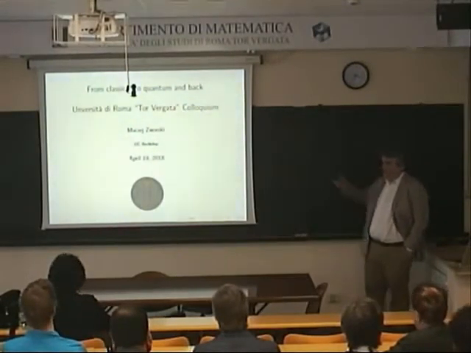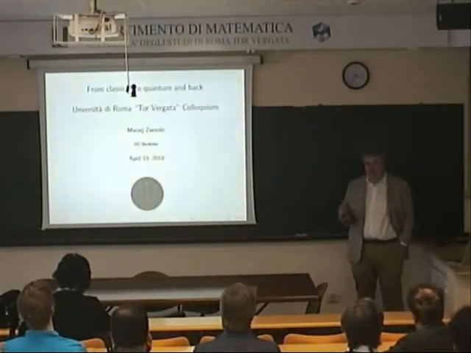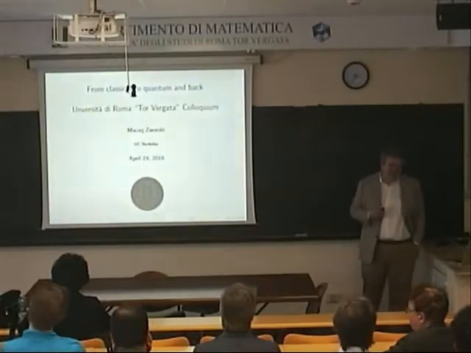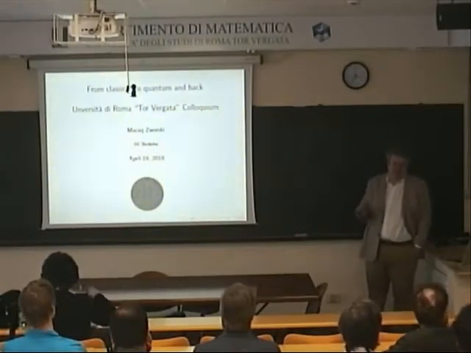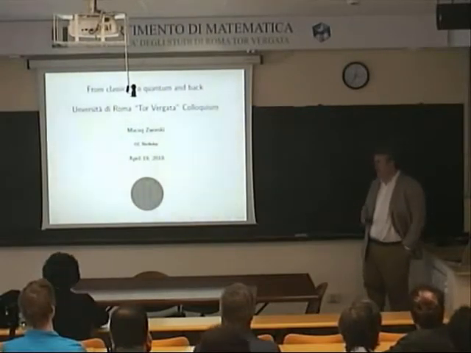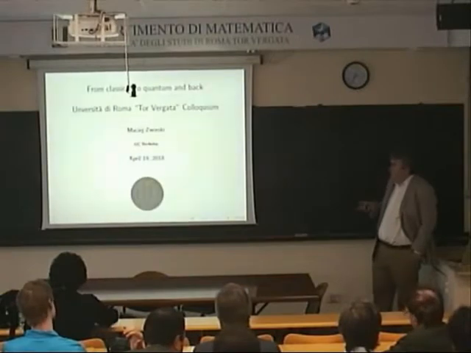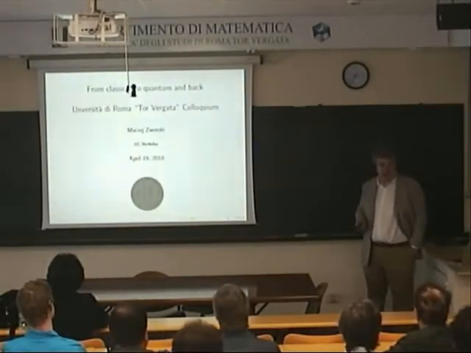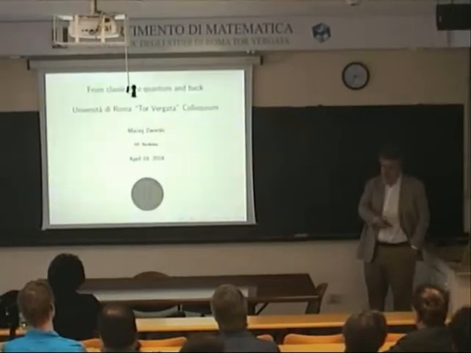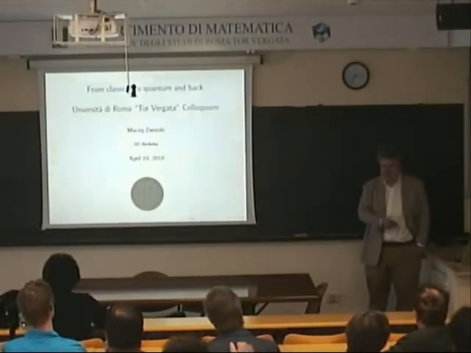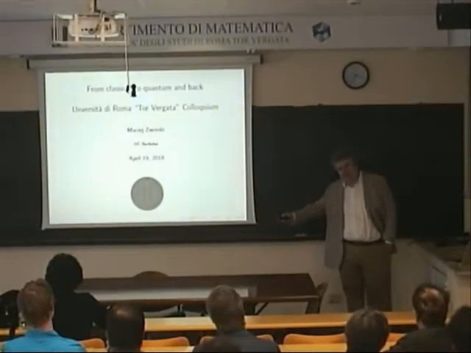So I want to talk about this title, from classical to quantum and back. A little introduction: I work in semi-classical analysis, which more or less means PDEs or spectral theory of PDEs at high energies. And in that subject, we use various results from classical dynamics. So in a way, we're using classical dynamics results about ergodicity and applying them to PDEs and spectral theory.